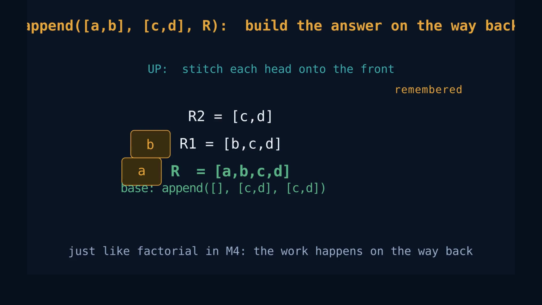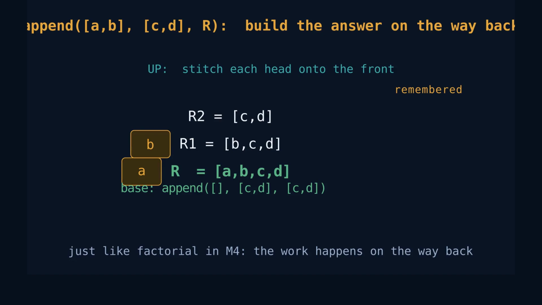Here is the beautiful part, and it should feel familiar. Just like factorial in Module 4, where the multiplications happened on the way back up the stack, append builds its answer on the way back. Going down, it strips heads off and remembers them. Coming back, it stitches them onto the front of the growing result, one at a time, until the full joined list emerges.